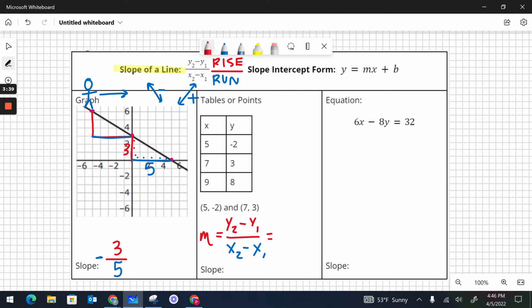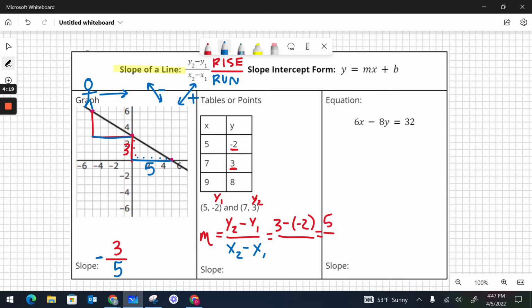In the table, the second x value would be this 3. The first x value would be negative 2. If it's written as a pair of points, my second y value would be here. So my y2 and my y1. So if I did y2 minus y1, it would be 3 minus negative 2. 3 minus negative 2 is the same thing as 3 plus 2, which is 5.